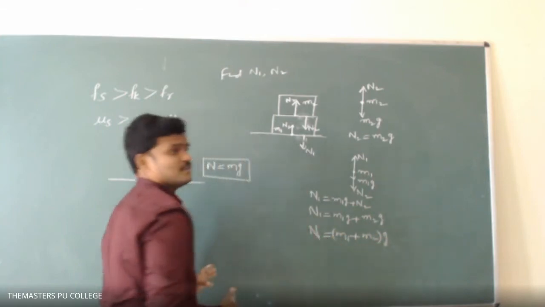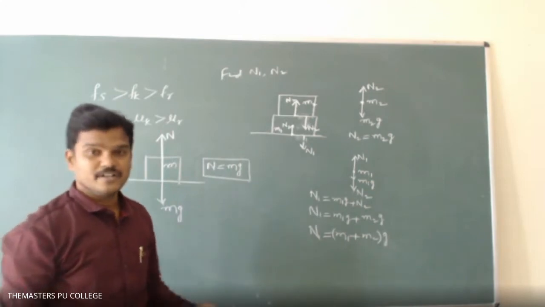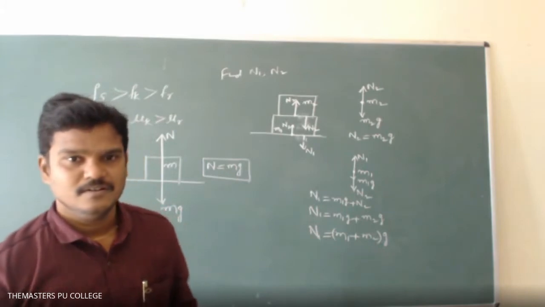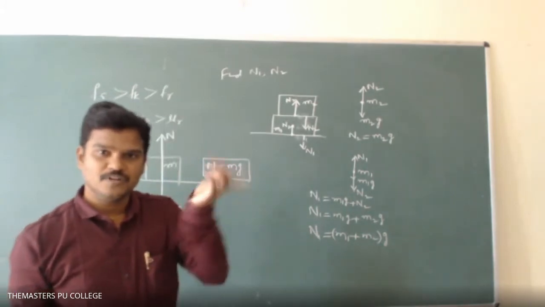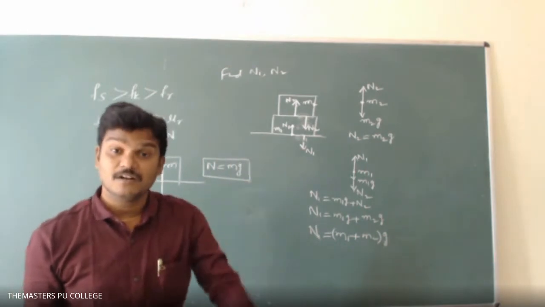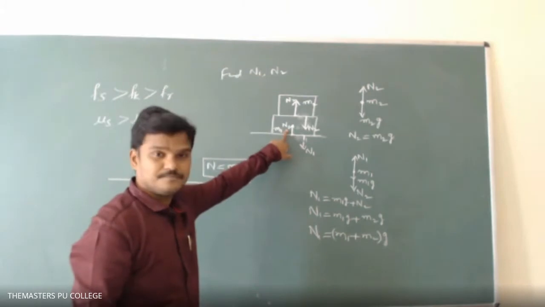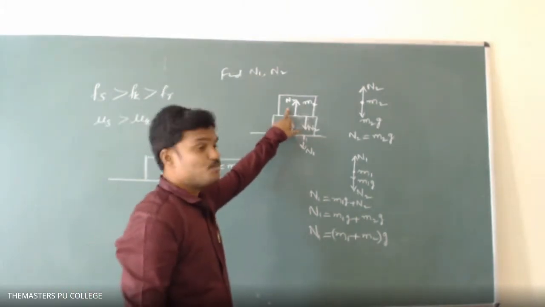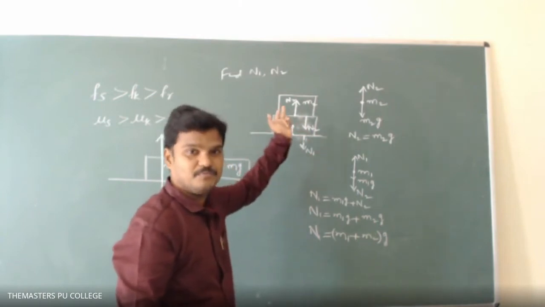Feel it correctly, then only you will understand. For 2 blocks, nothing. 3 blocks, also nothing. This is possible if you are comfortable with the FBD concept. Normal reaction is the contact force, and if it acts upward on one body, downward it will act on another body. N1 on M1, N1 on ground. N2 on M2, N2 on M1 by M2.